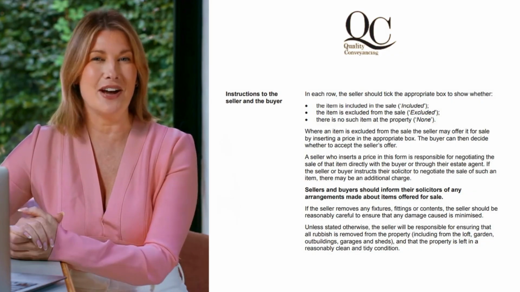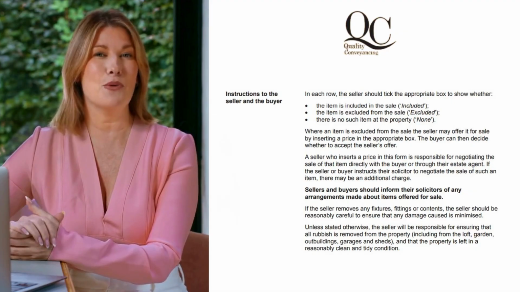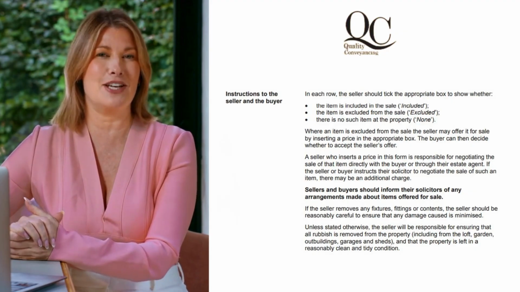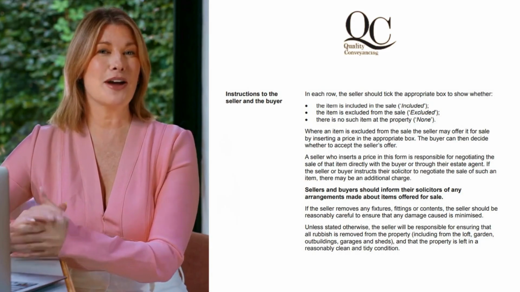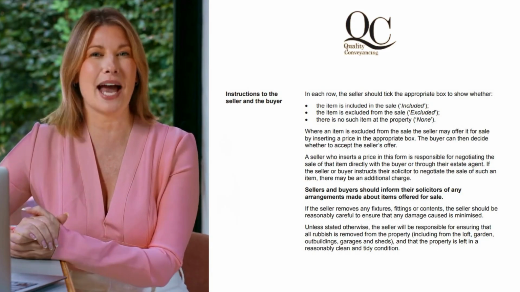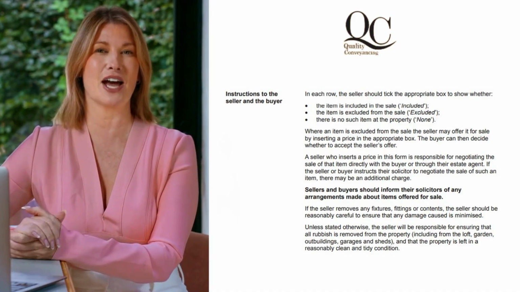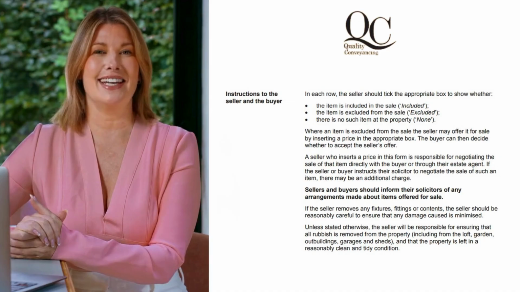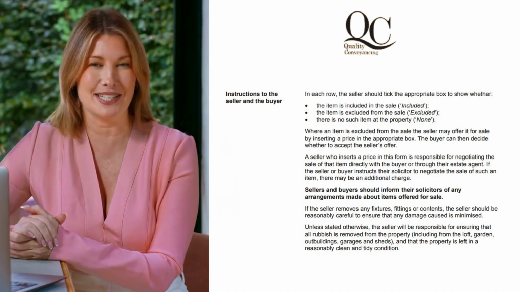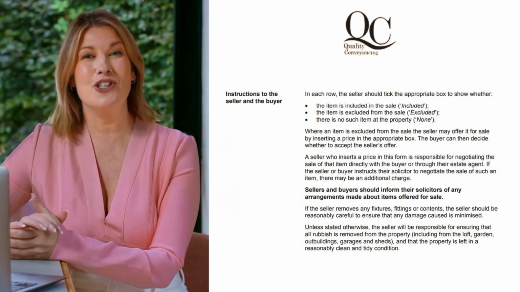If you're excluding an item, you can optionally add a price if you're willing to sell it separately to the buyer. If you do add a price, any agreement about that item should be handled directly with the buyer or estate agent, not your solicitor. And remember, if you remove anything, you should leave the property reasonably tidy and avoid causing damage.